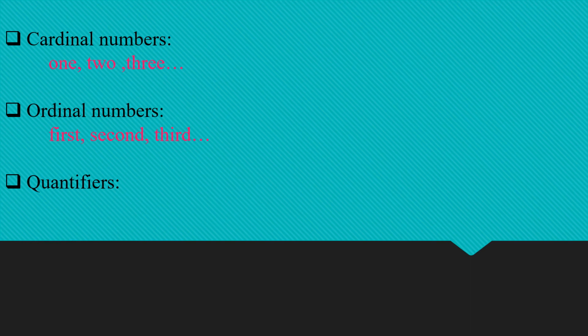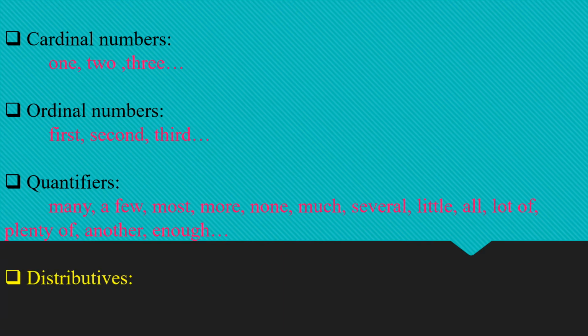Then cardinal numbers. 1, 2, 3, 4. These are all called the cardinal numbers. Then ordinal numbers. First, second, third, fourth, like this ordinal numbers. Then quantifiers. Quantifier words are many, few, most, more. These are all the quantifiers. Then distributives. See the distributives? Each, every, neither, either. These are all the distributive words.